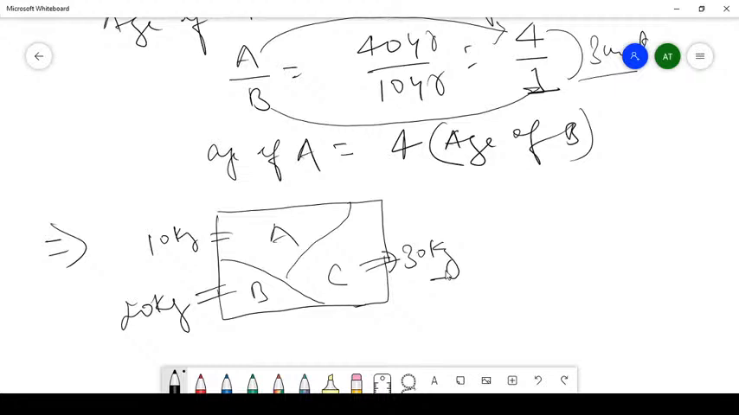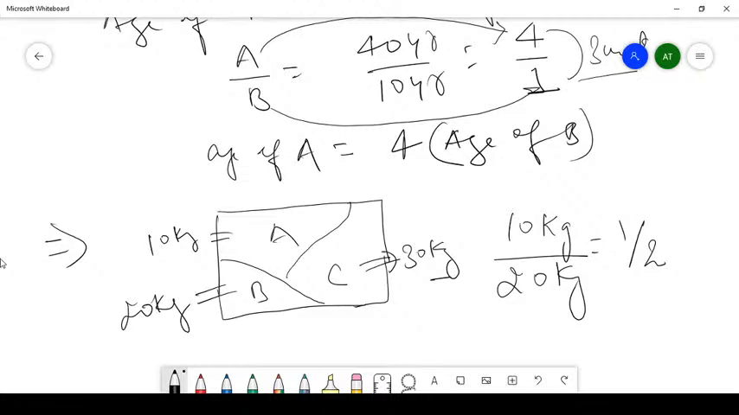So in the box, if anyone asks me to find the ratio between A and B, we just compare the A quantity with the B quantity, that is 10 kg to the quantity of B, that is 20 kg. That means the ratio is 1 is to 2.